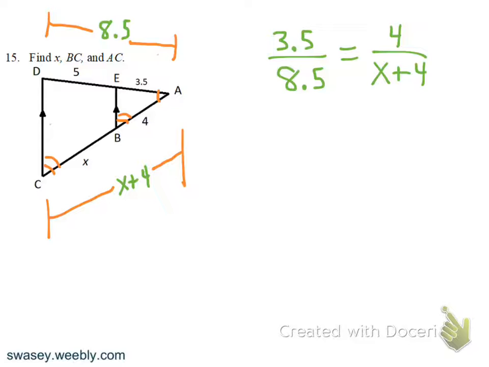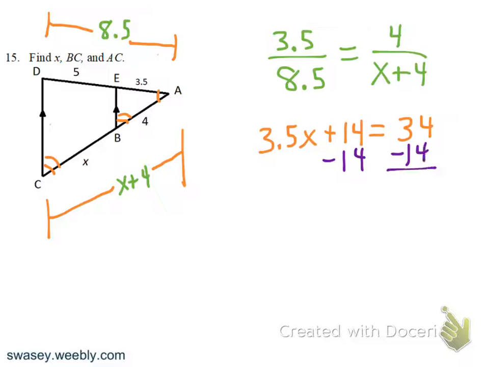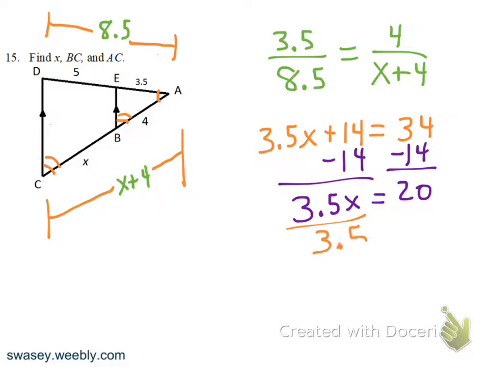We can cross multiply. 3.5 times x is 3.5x. 3.5 times 4 gives us 14. And then 8.5 times 4 is 34. Subtract 14. And then divide by 3.5. So you can write this x value as either approximately 5.7, or you could write it as exactly 5 5/7.